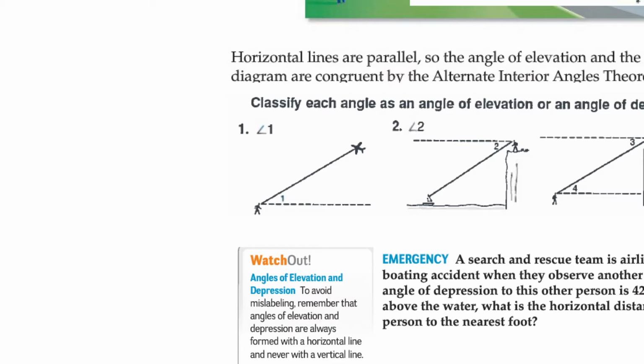Okay, so on this number one, you got this guy standing here. This dashed line is his line of sight. That's him just looking straight out parallel to the ground. If he looks up to see this airplane, is this elevation or depression? That's an angle of elevation, yes.